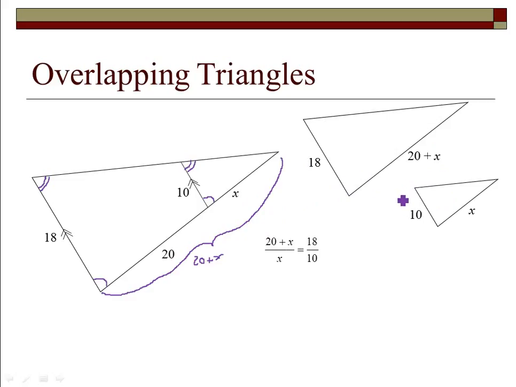Now we can solve it. Just cross multiply. We have 200 plus 10x equals 18x. So 200 equals 8x. And then x would equal 25.